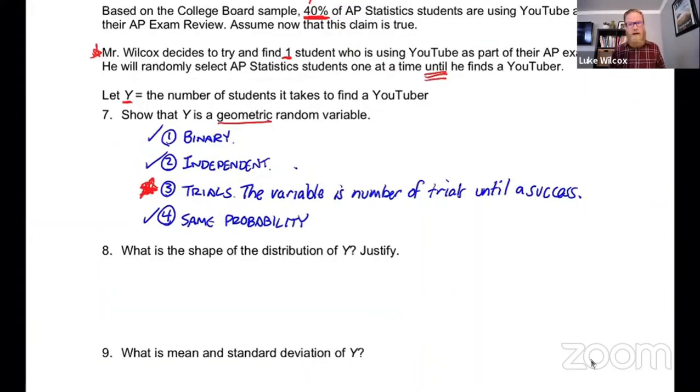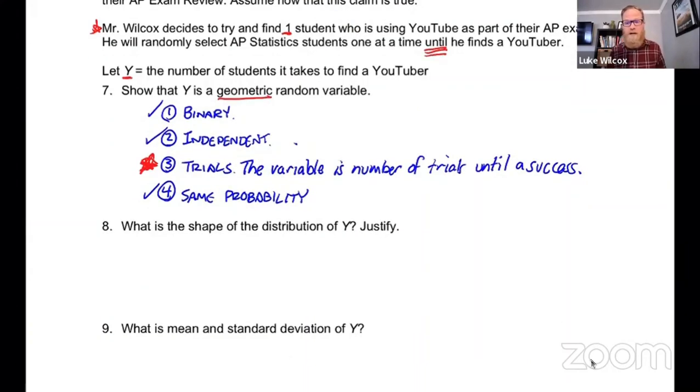Okay, so I'm going to go through actually the same set of questions that we did for binomial, but now for geometric. Number 8 says, what is the shape of the distribution? We're going to need to do a little bit of work to think about this one. So here's what I'm going to have us think about first. Let's first think about the probability that y is equal to 1.